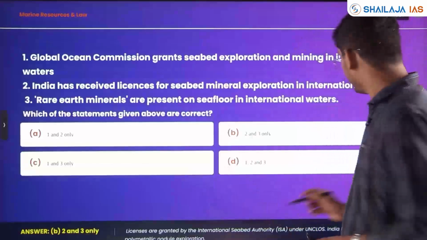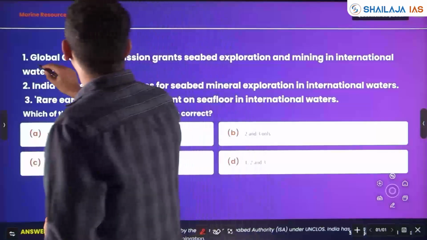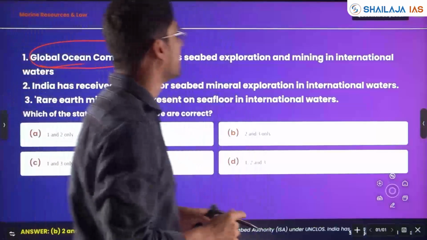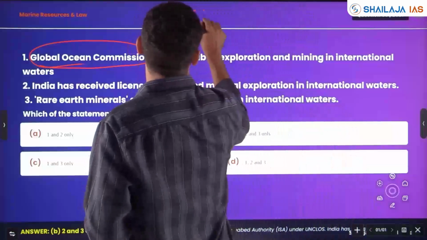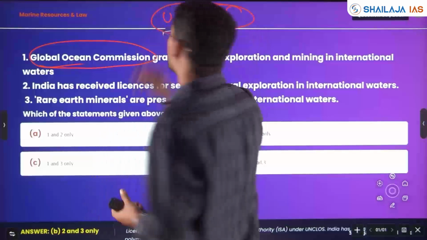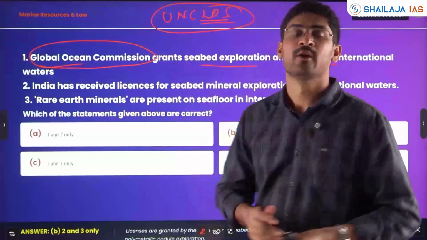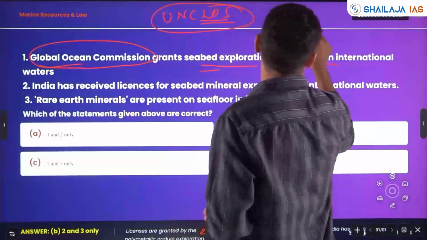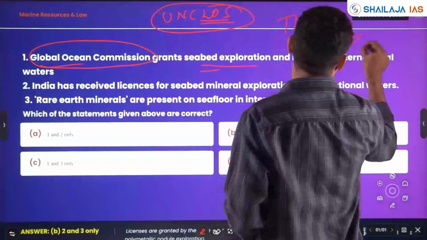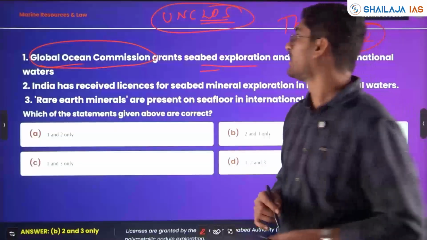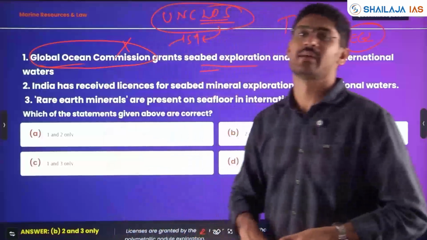Next, again with respect to marine resources, that was in the news in 2021. Asked: Global Ocean Commission grants seabed exploration. With respect to open seas, which clause do you have? UN Convention on the Law of the Seas, UNCLOS. What is the organization that gives seabed exploration and mining rights? We received thorium rights, right? India received in its economic zone, EEZ, the right to mine and explore. Which one is it? International Seabed Authority under the UN clause, not Global Ocean Commission.